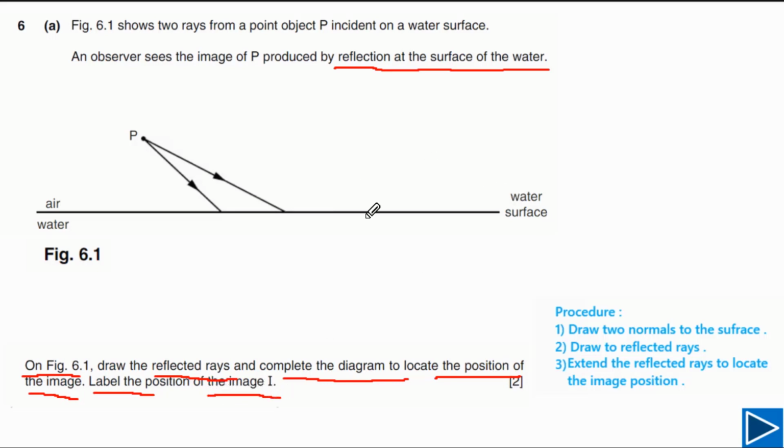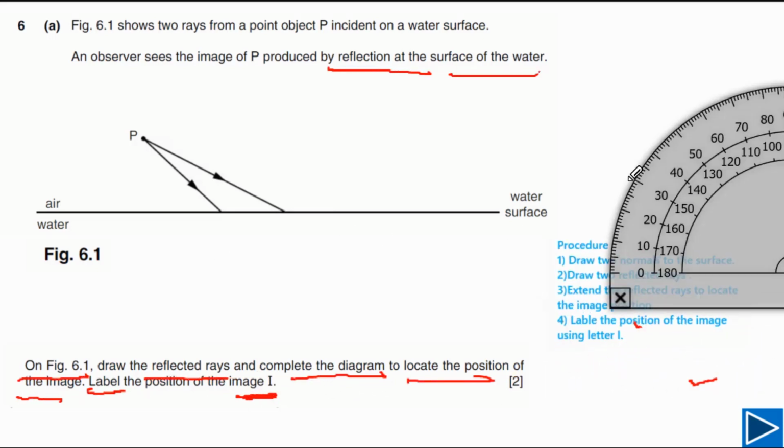Now let me explain how to draw reflected rays. In the first step, we need to draw two normals to the surface. In the second step, we will draw reflected rays and then extend the reflected rays to locate the image position. Finally, we will label the position of the image with letter I.